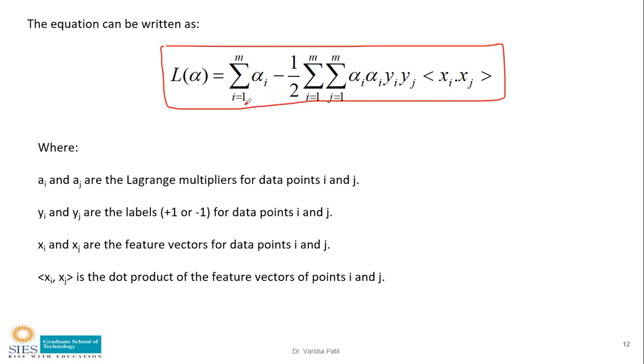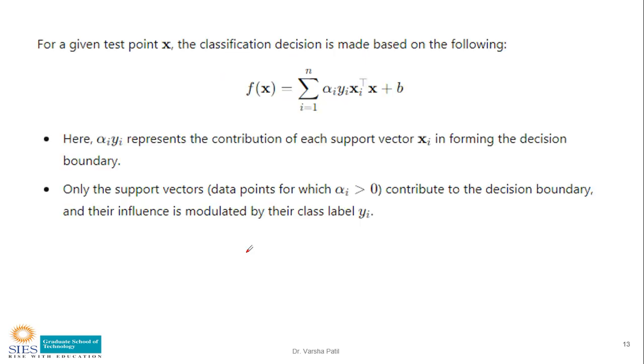Now we require to find summation 1 to m alpha i minus 1 by 2 double summation alpha i alpha j yi yj and the product of xi and xj. Here alpha i and alpha j are the Lagrange's multipliers for data points i and j. yi and yj are the labels. It may be plus or minus, or a combination of both, for data points i and j. xi and xj are the feature vectors of the data points i and j, and this is nothing but the dot product of the vectors.